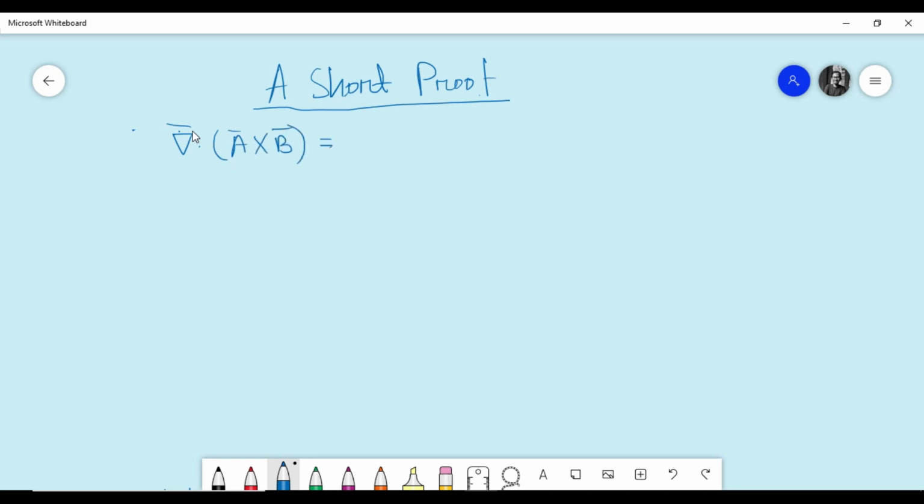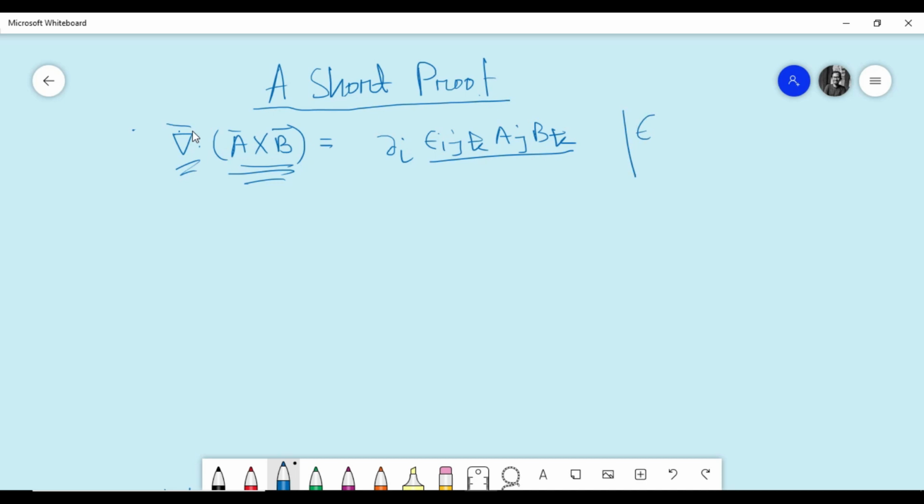Now, we all know that the cross product between two vectors can be written using the Levi-Civita symbol, where the ith component of the cross product can be written in this way. And as we are taking the divergence, we'll need to take the ith derivative on the ith component of the vector here, which is this.